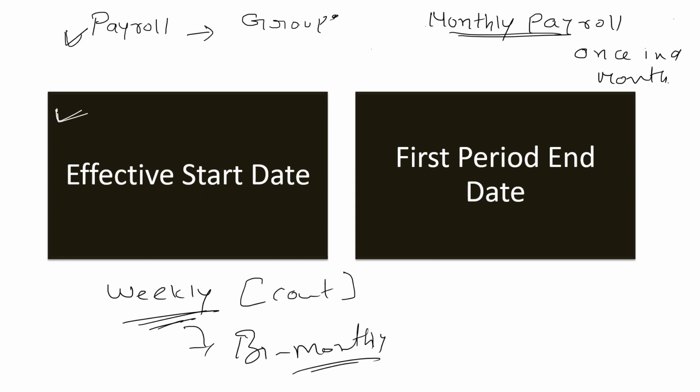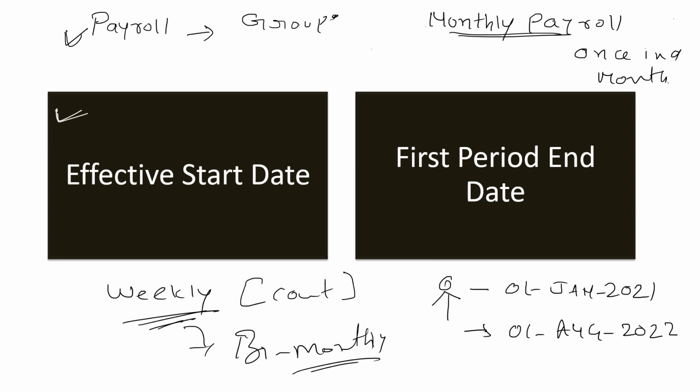Say for example there is an employee whose hire date is 1st of Jan 2021. But in an organization, we are doing an implementation of the payroll, and they decided that this payroll is going to be processed from 1st of August 2022. Take this as a scenario. When I configure the payroll in the system and say I want to process the payroll from 1st of August 2022, then my effective start date will become 1st of August 2022.